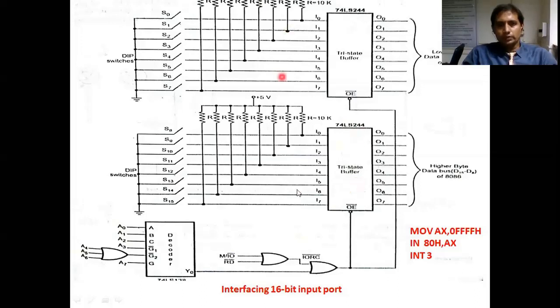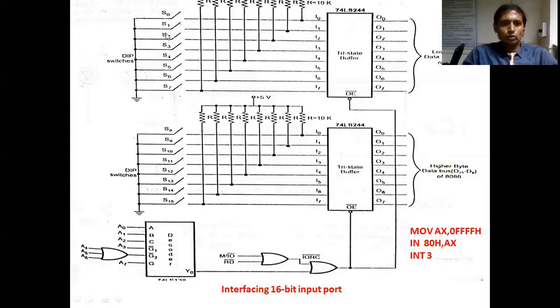Here also we connect the same arrangement. M/IO bar must be low and read bar must be low, then the output is low. With Y0 also low, when both inputs are low the output is low, and this low given to Y bar will activate it. The same Y bar is also given to the other buffer, so both buffers are activated at the same time. From this buffer 8086 receives lower byte data, and from this buffer 8086 receives higher byte data. Like that we can interface 8086 with a 16-bit input port.